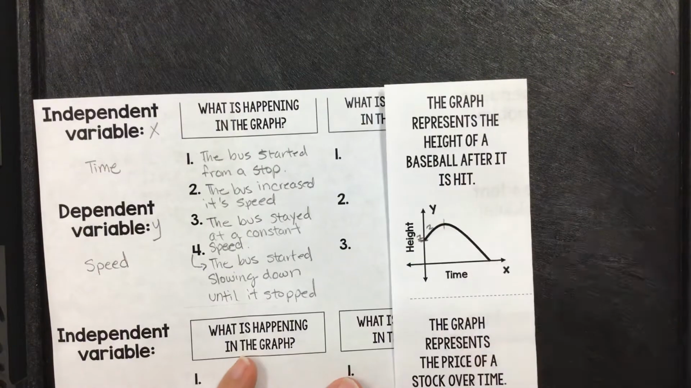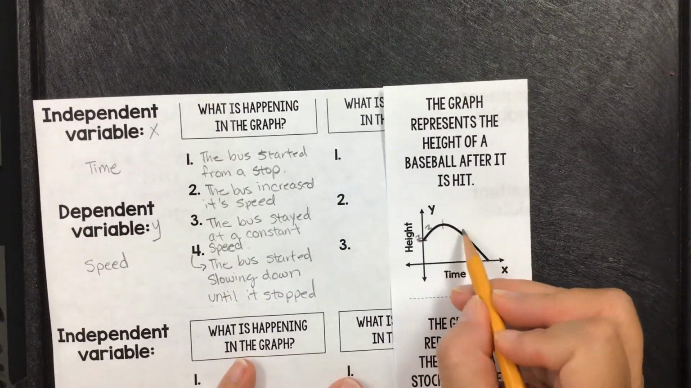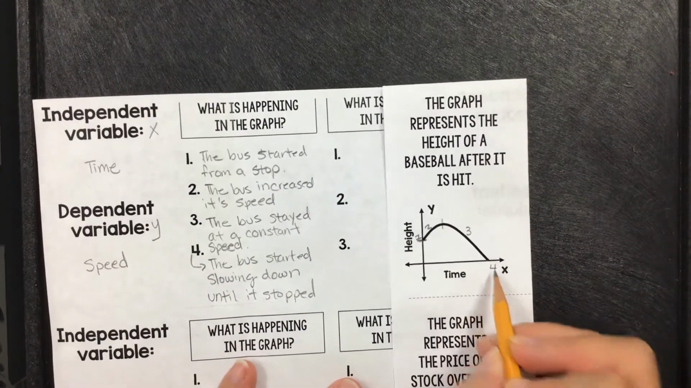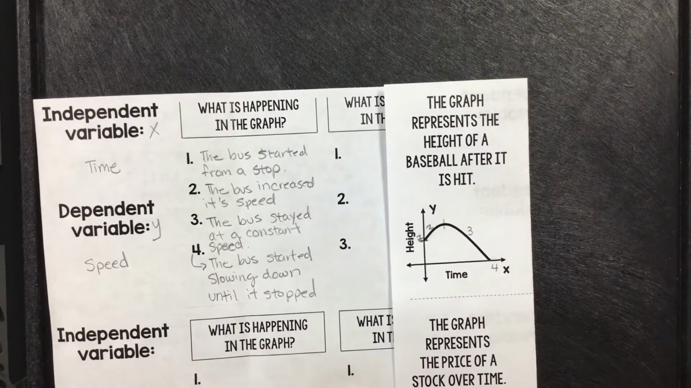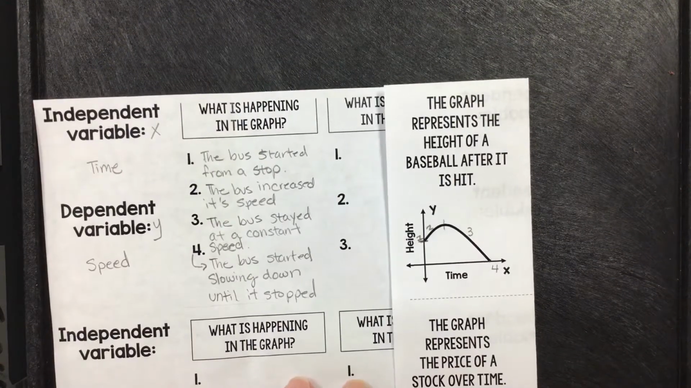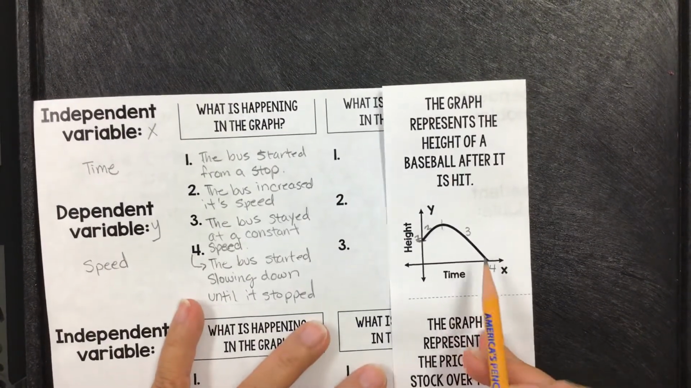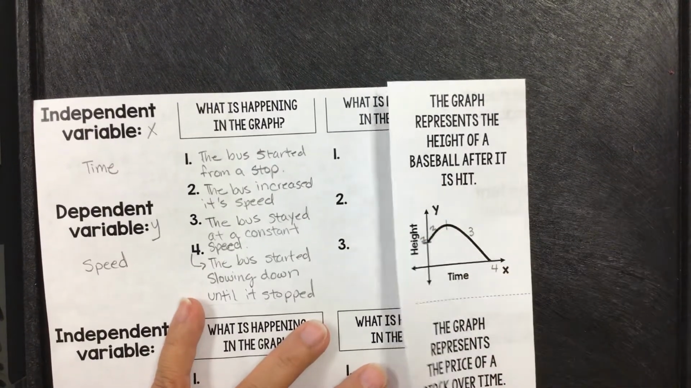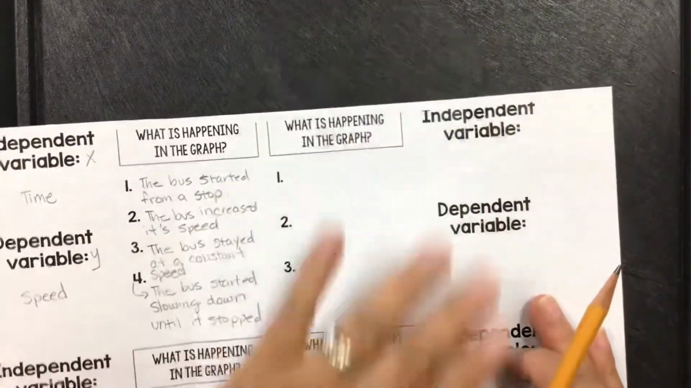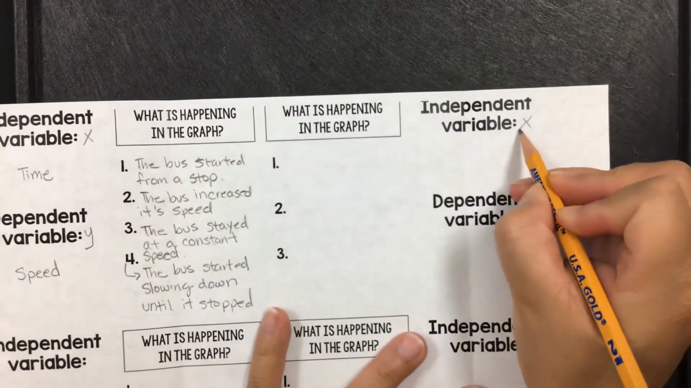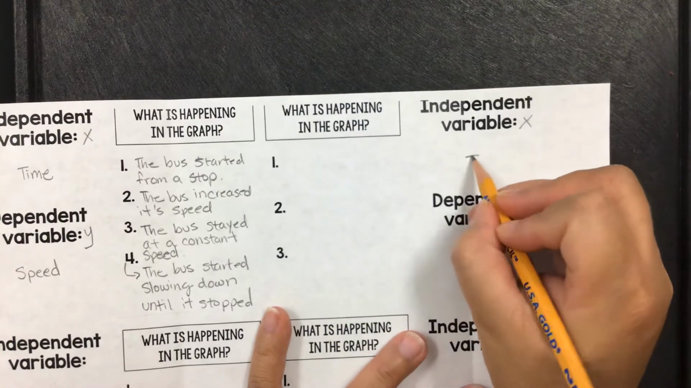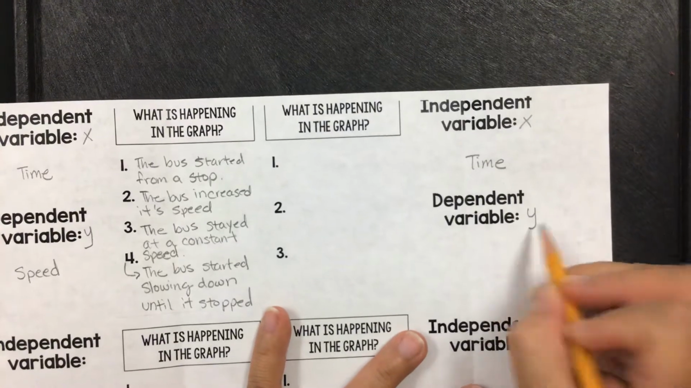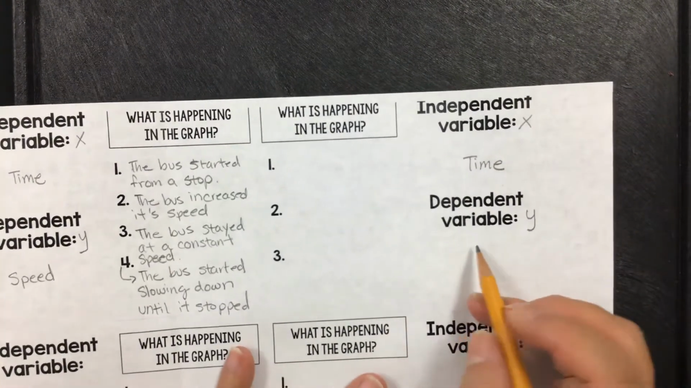Then after a certain height, it started going down. And then this point is very important as well. Did somebody catch the ball? It hit the ground, and so that's important to note as well. Our x-axis is time, and our y-axis is height. So that means that our independent variable is always x, which in this case is time. Our dependent variable is always y, which in this case is height.